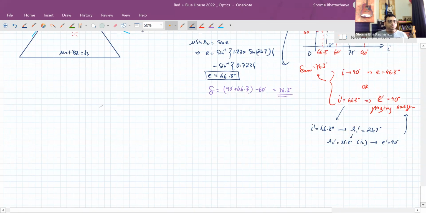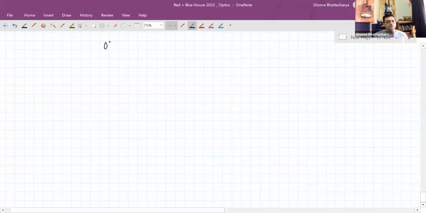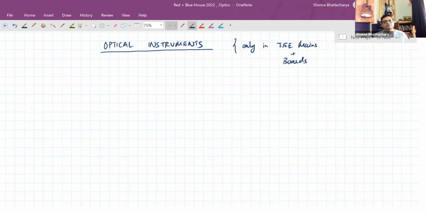Now from this, we move on to the final part of geometrical optics, which is optical instruments. Now this is a part which is limited only for JEE Mains. It is not there in JEE Advanced. It will be included in boards. Sorry? It will be in boards also, right? Boards and NEET also. Okay.